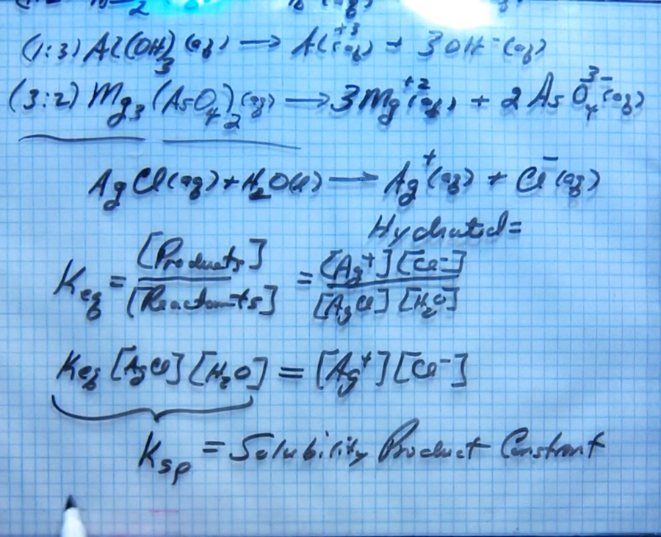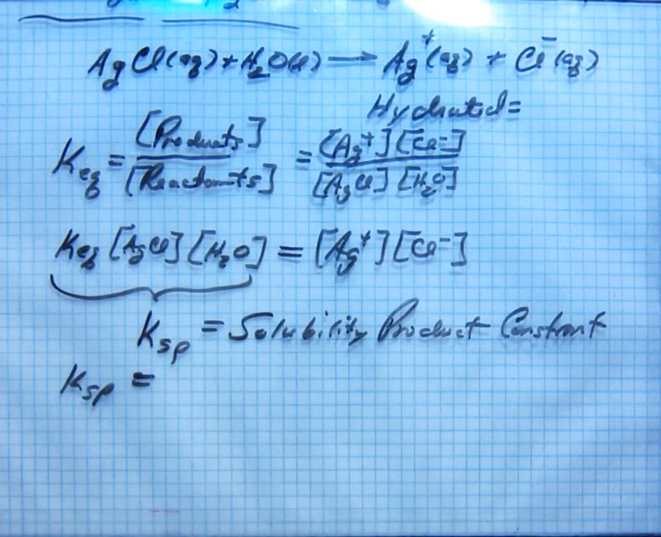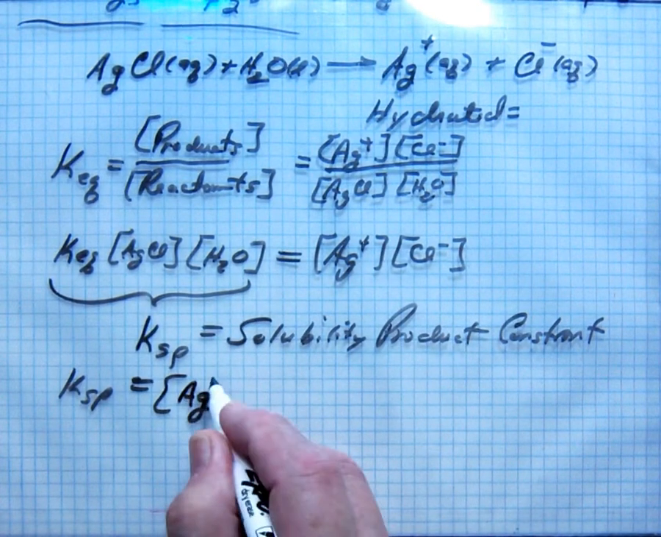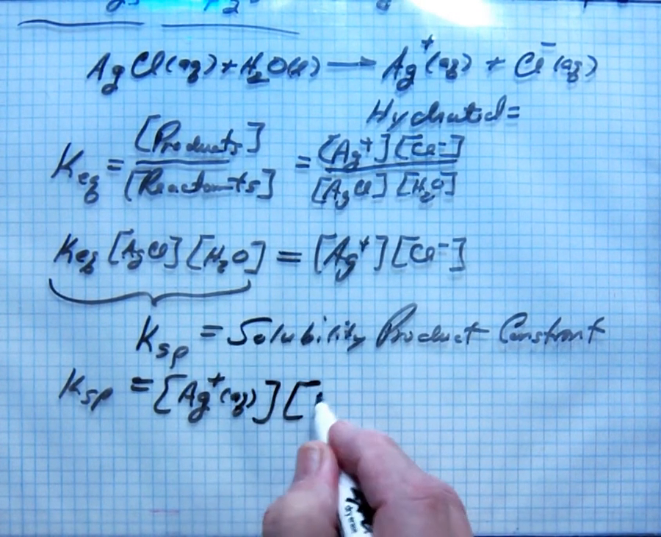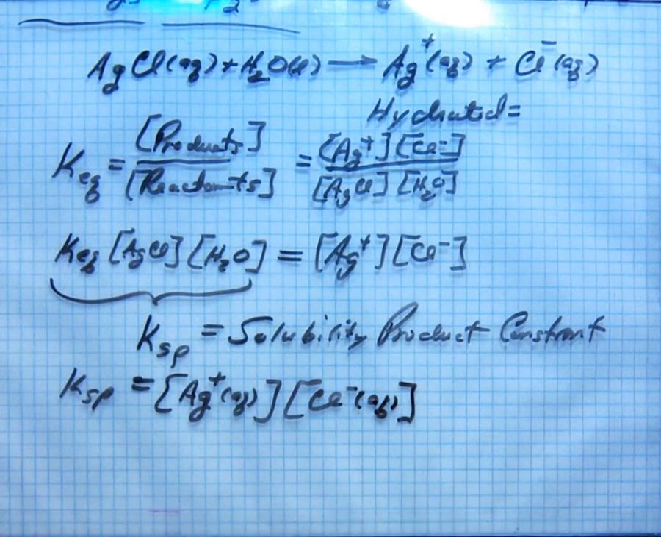And so the solubility product constant expression for silver chloride in water is Ksp equals just the ions. And I'll go ahead and put the aq's back in there. And this is the way you will write all of them. However, there is a little difference because of the degrees of ionization. This is a one-to-one ionization.